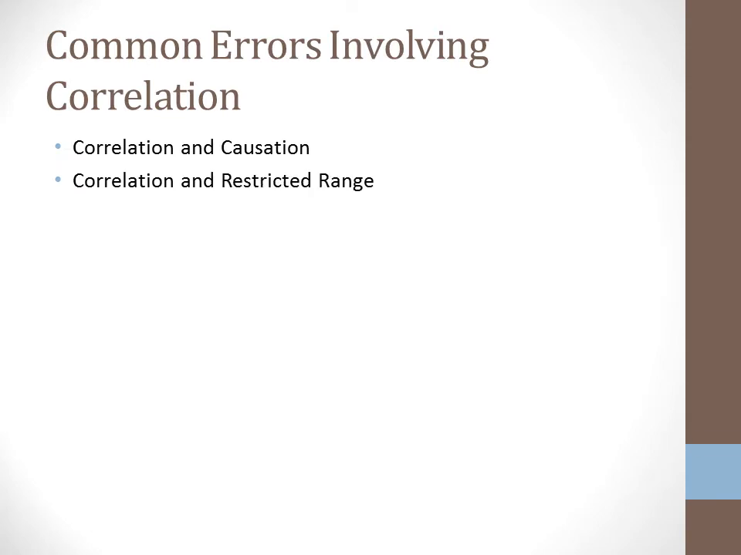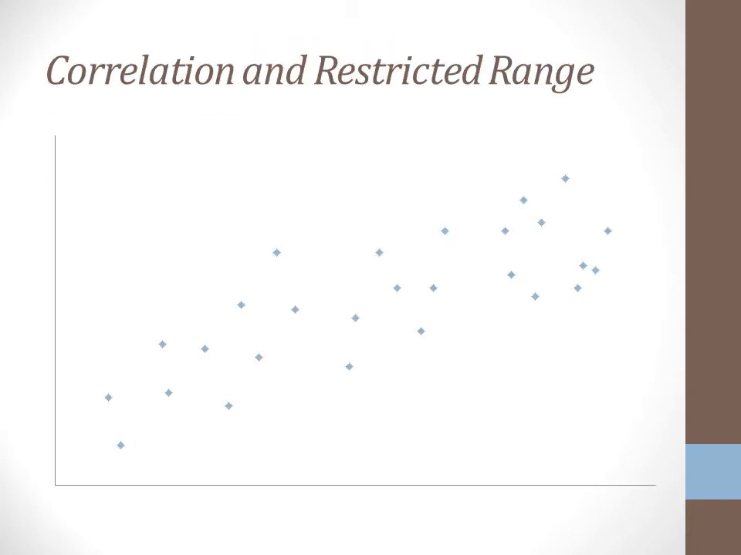Correlation and restricted range. The value of a correlation can be affected greatly by the range of scores represented in the data. Whenever a correlation is computed from scores that do not represent the full range of possible values, you should be cautious in interpreting the correlation. The correlation within a restricted range could be completely different from the correlation that would be obtained from a full range of scores. For example, in this figure, what we see is a strong positive correlation.